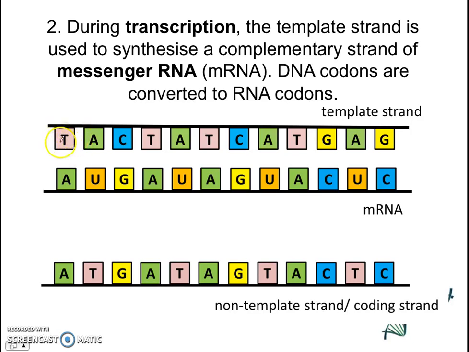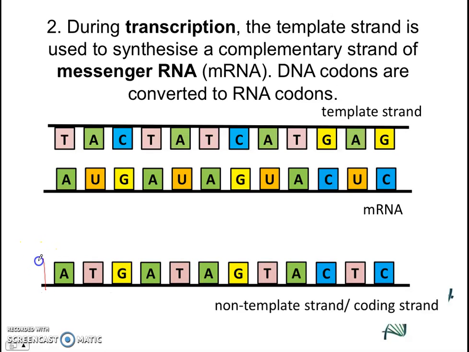So where the template strand has T, the mRNA has A. Where the template strand has A, the mRNA has U. Remember that RNA has uracil instead of thymine. Where the template strand has cytosine, the mRNA strand has guanine, and so on. It's complementary. One important thing to note is that the sequence of the mRNA is actually the same as the sequence of the non-template strand, except that we replace thymine with uracil. So that's why we also call the non-template strand the coding strand.